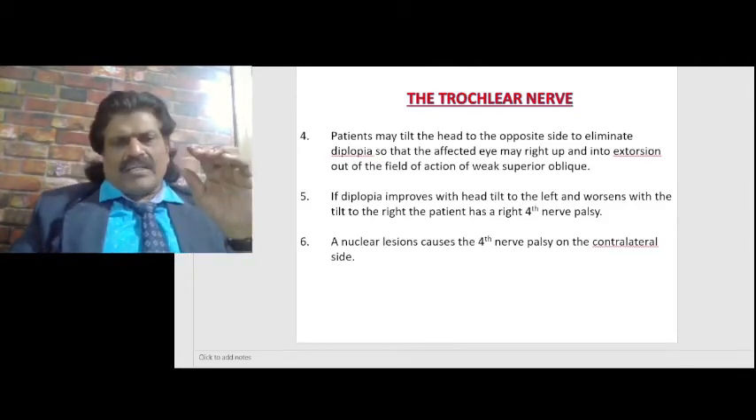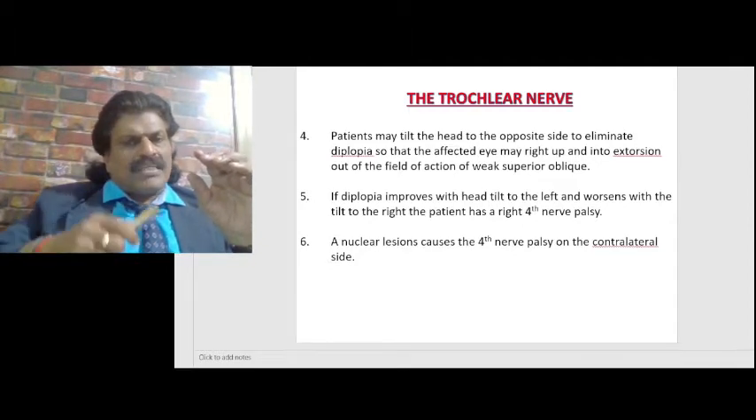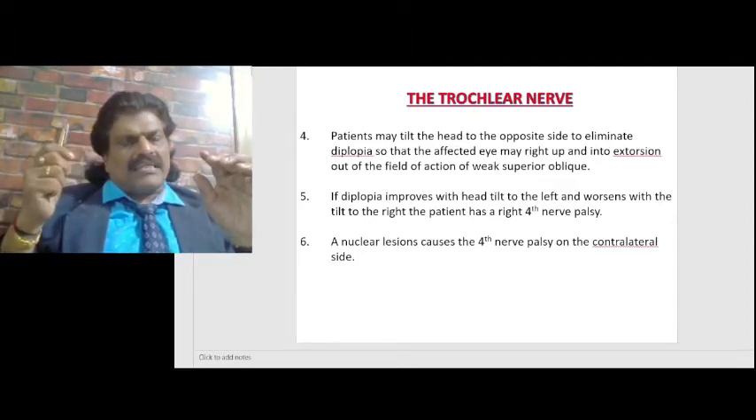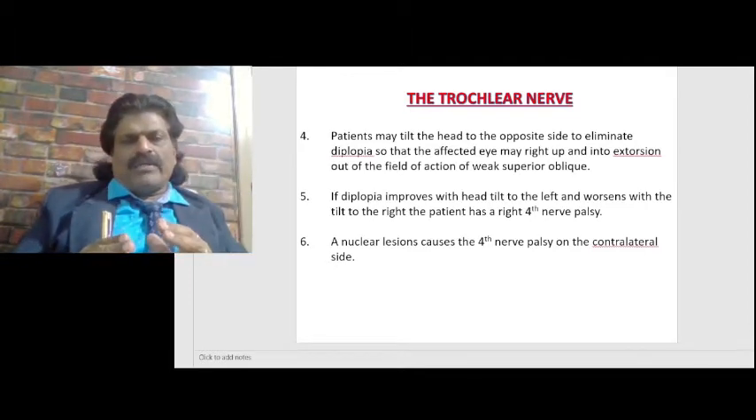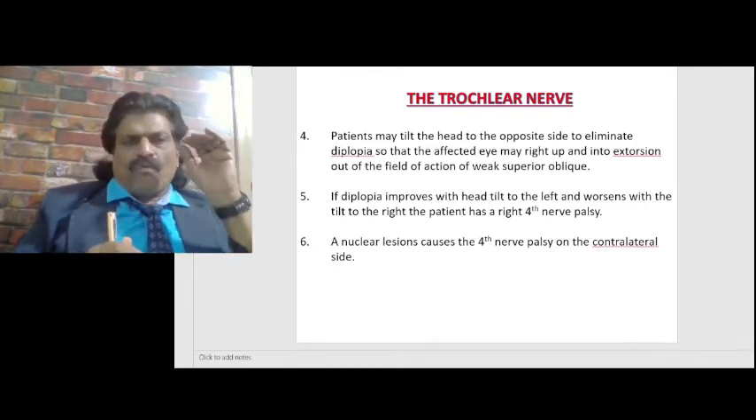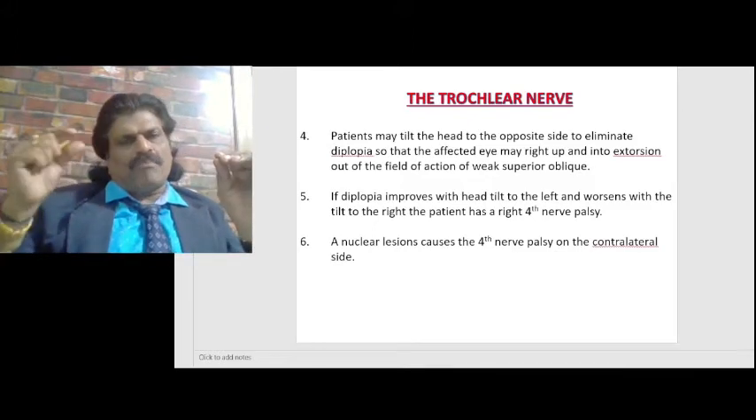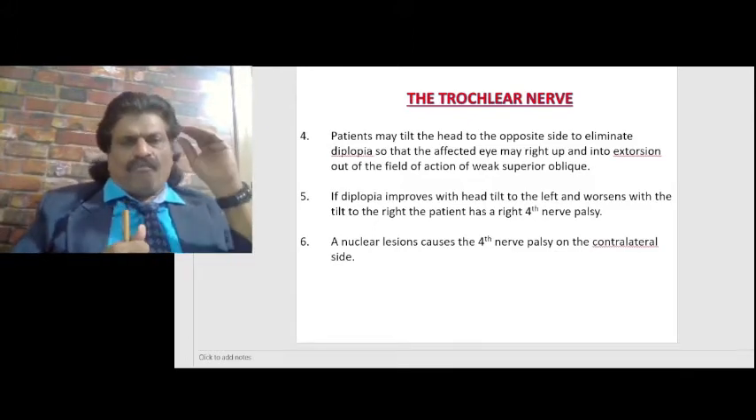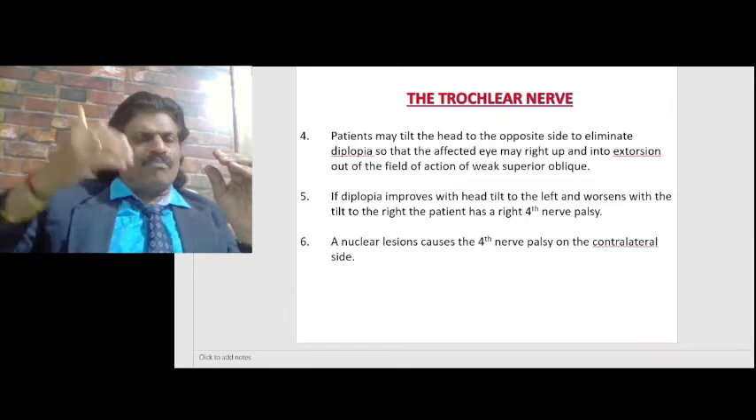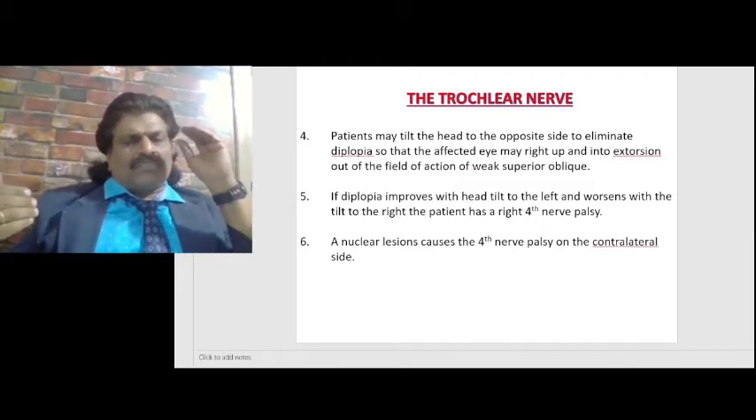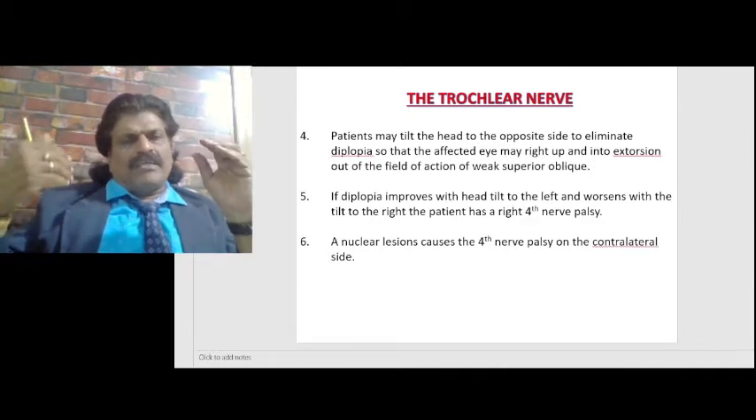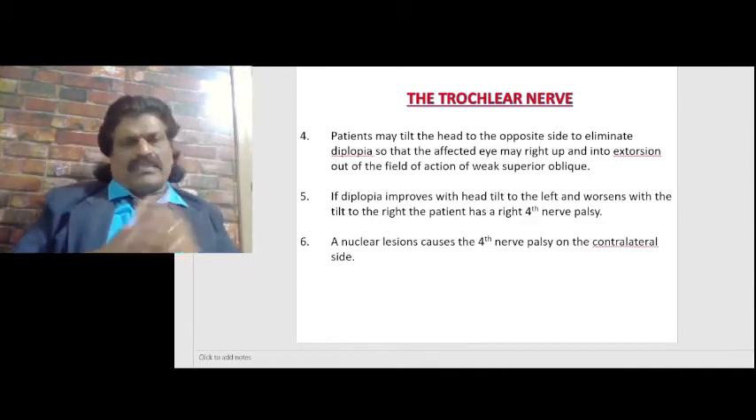A nuclear lesion causes the 4th nerve palsy on the contralateral side, that is, the superior oblique. This is a very important point to differentiate between a 4th nerve nuclear and a peripheral nerve lesion. A 4th nerve nuclear lesion causes the superior oblique to get affected on the contralateral side, because the superior oblique is supplied by the 4th nerve nucleus on the opposite side.